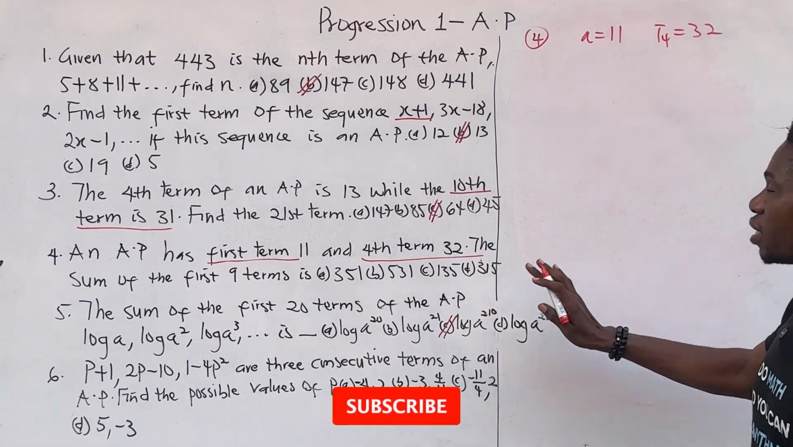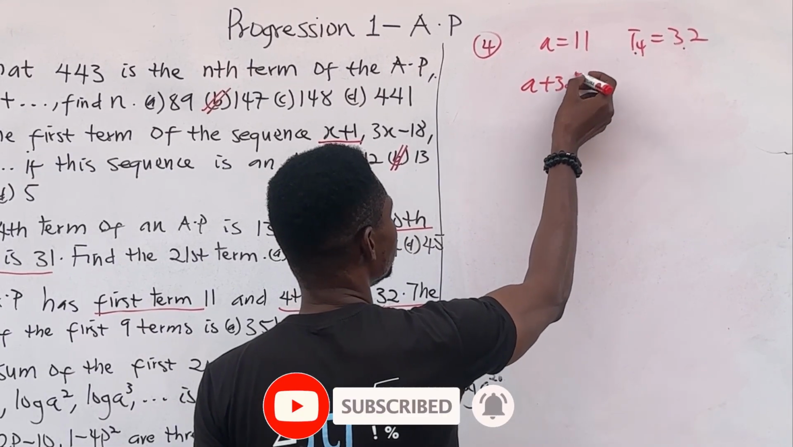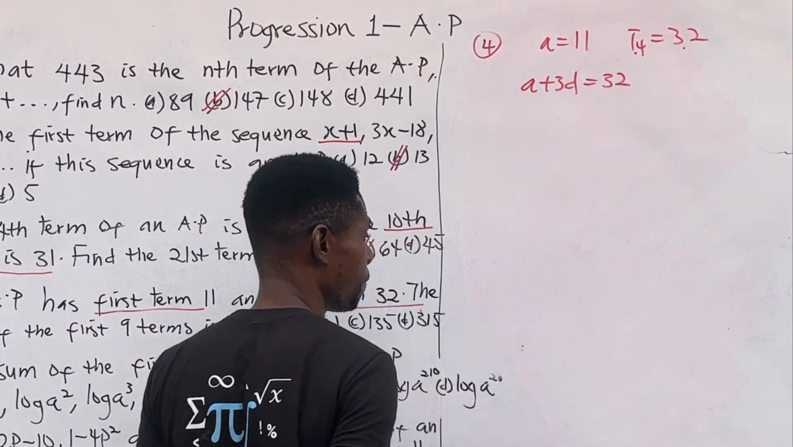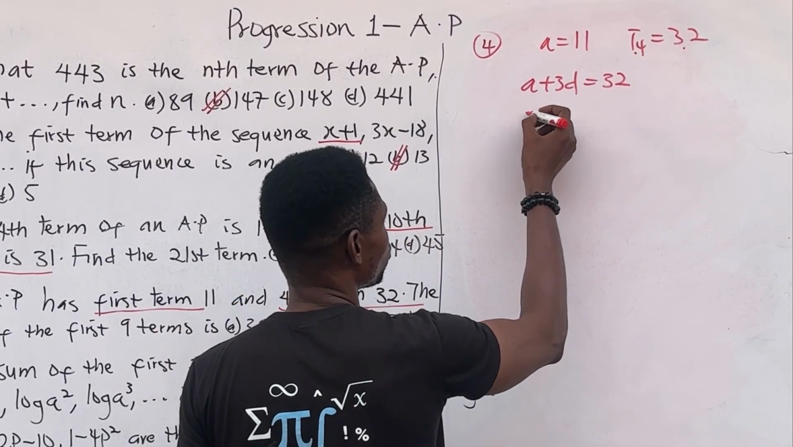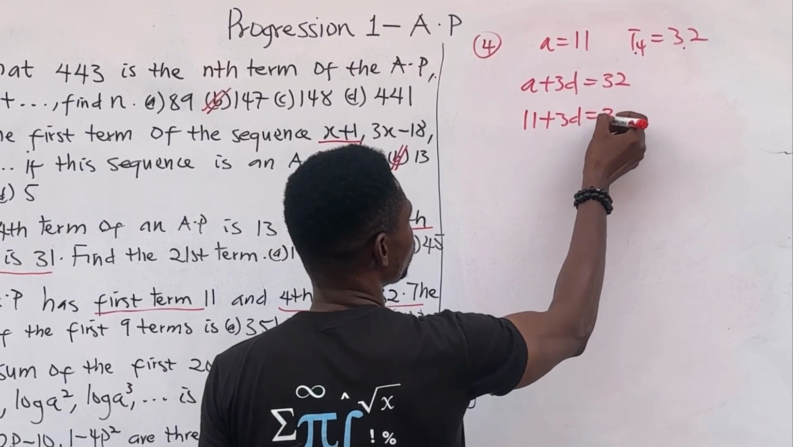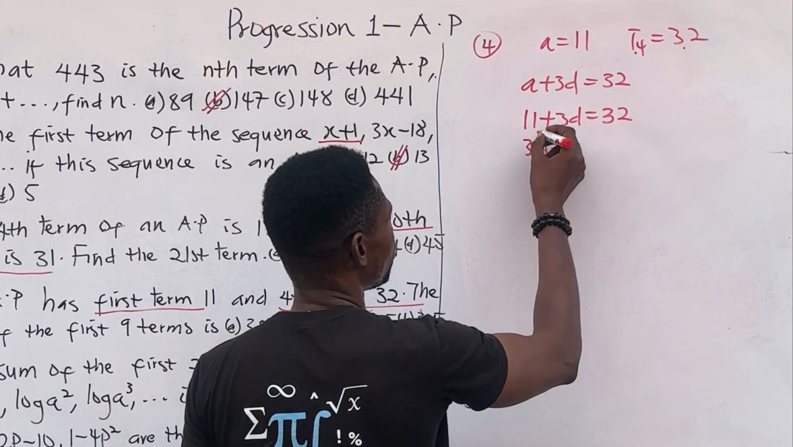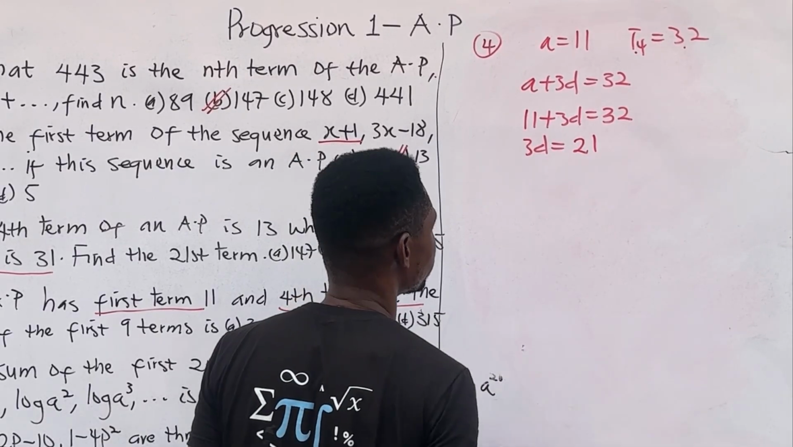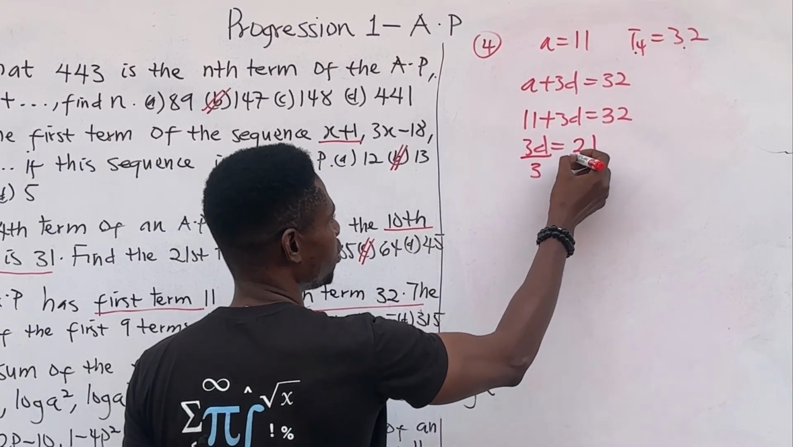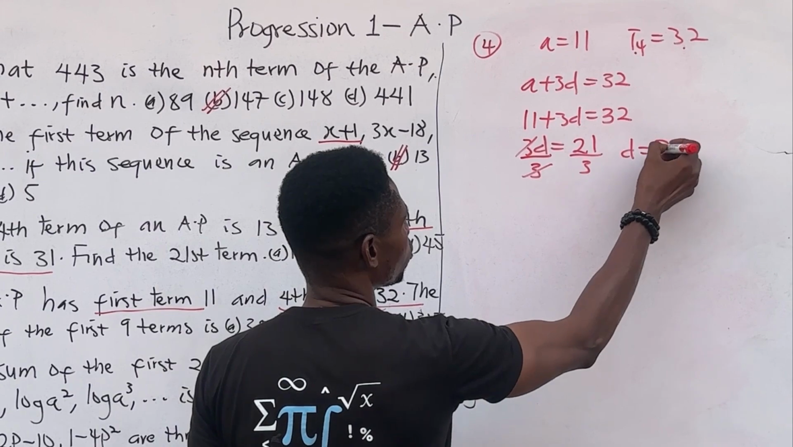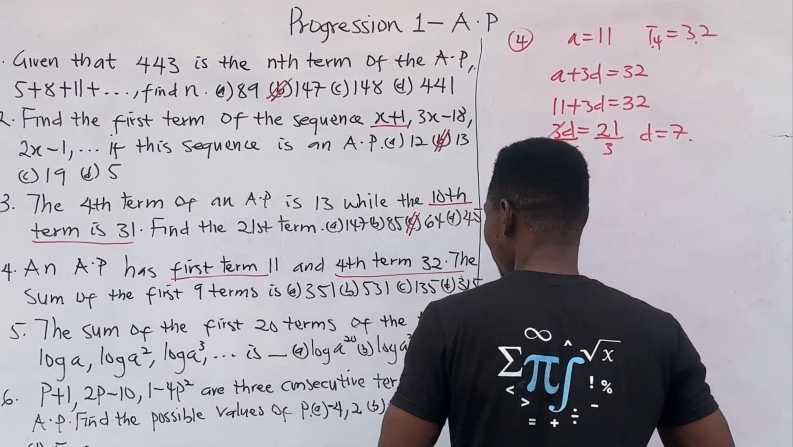So before we even do anything, let's get our A and D. So T4 is 32. Remember, T4 is A plus 3D equals 32. But fortunately, we are given A, so we'll bring our A down here. So 11 plus 3D equals 32. From here, 3D equals 32 minus 11, that will be 21. So if we divide both sides by 3, our D equals 7. Okay, so now that we know A and D, we can find anything.